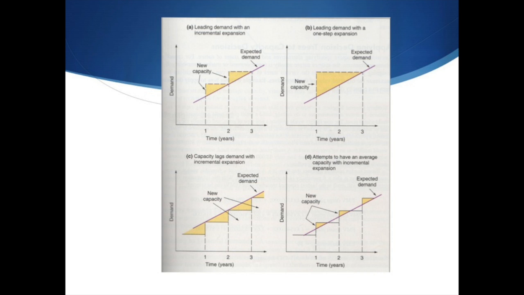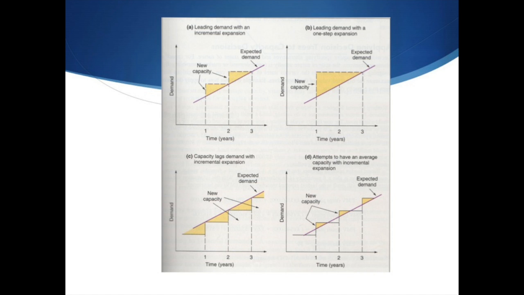Let's look at an example of capacity using demand and time. In the first graph, or graph A, new capacity is acquired at the beginning of year 1. This handles increased demand until the beginning of year 2. At the beginning of year 2, new capacity is again acquired, which allows the company to stay ahead of demand until the beginning of year 3. This can go on indefinitely.